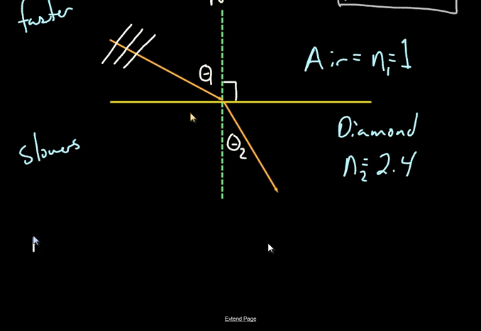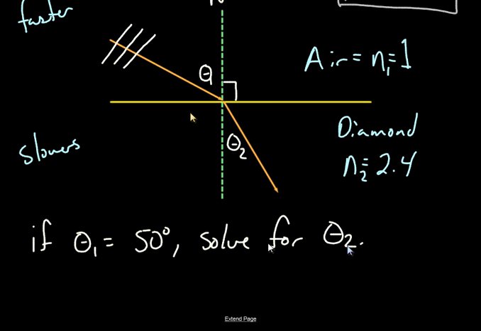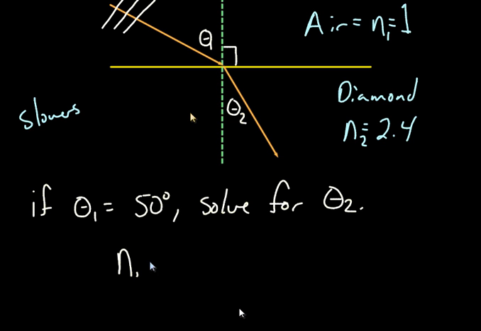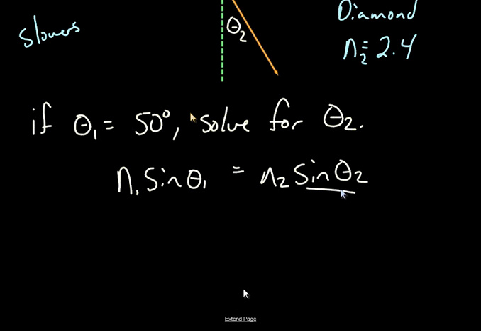So if theta 1 equals, let's say, 50 degrees, solve for theta 2. In order to solve this problem, you have to use Snell's law, and you say n1 sine theta 1 is equal to n2 sine theta 2. And we want to solve for theta 2, so let's do some rearranging. The first thing is, let's divide n2 off of this side and put sine theta 2 over on the left side. We divided n2 off of this side, so n1 sine theta 1 divided by n2.